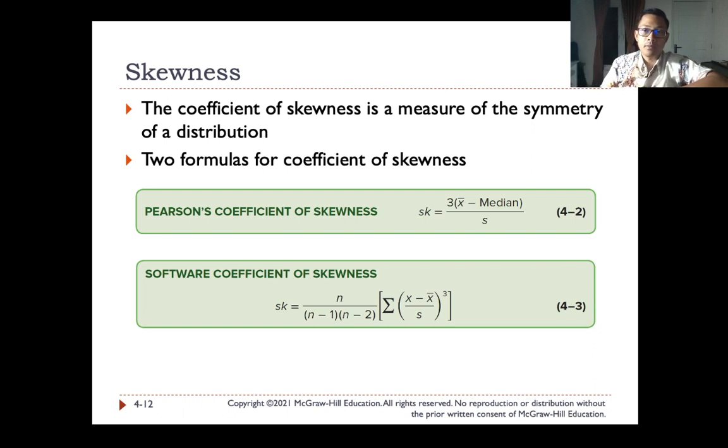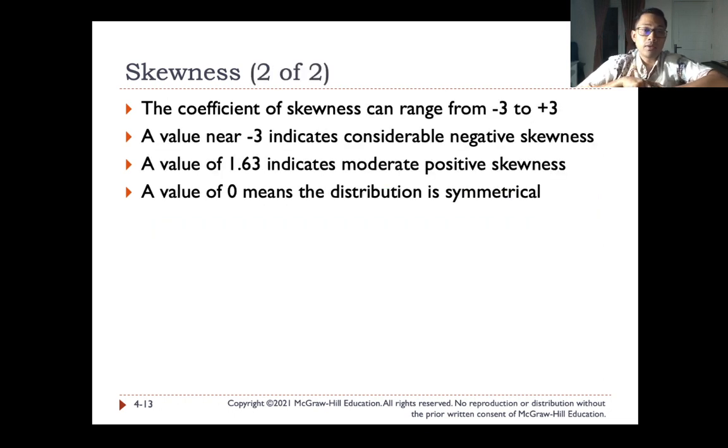Okay. Now, what are the values of the coefficient of skewness? Well, the values of the coefficient can range from -3 to +3. If you have a value near -3, it's going to indicate a considerably negative skewness. If you have a value of 1 or so, it's going to indicate a moderate positive skewness. If you have a value near 3, it's going to be an indicator of a considerably positive skewness. And if you have a coefficient of skewness of 0, it means that the distribution is symmetrical.